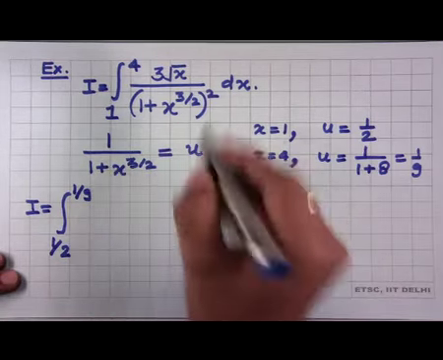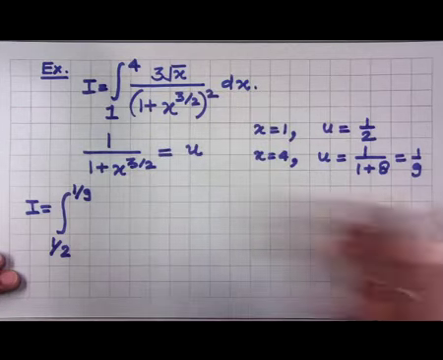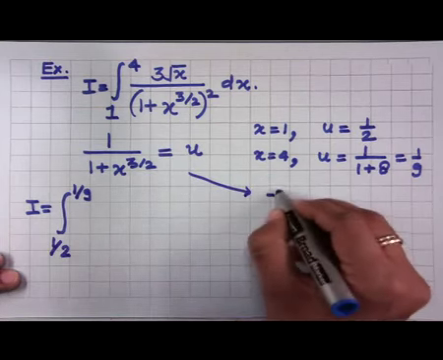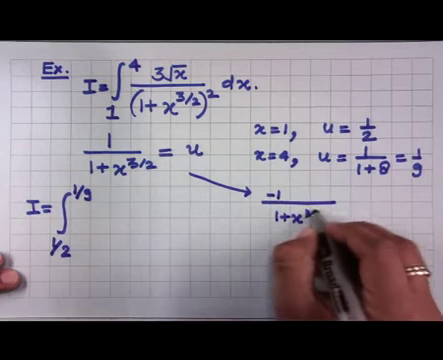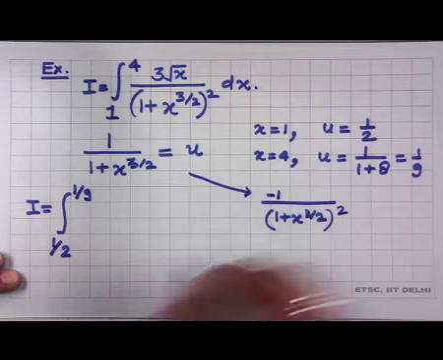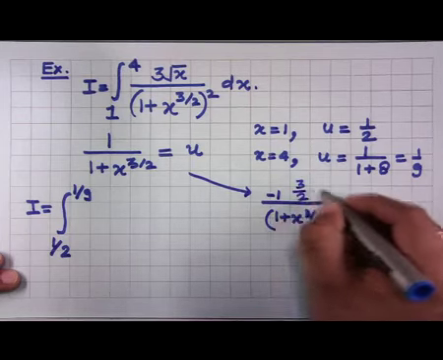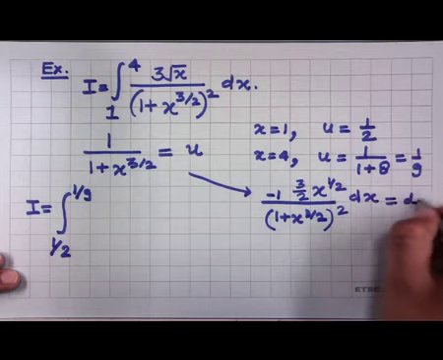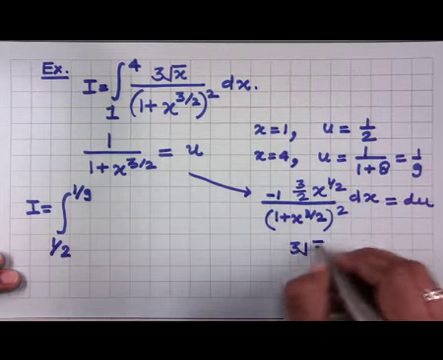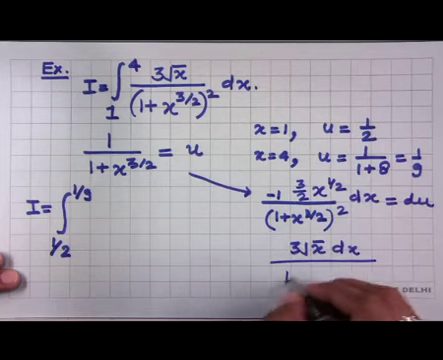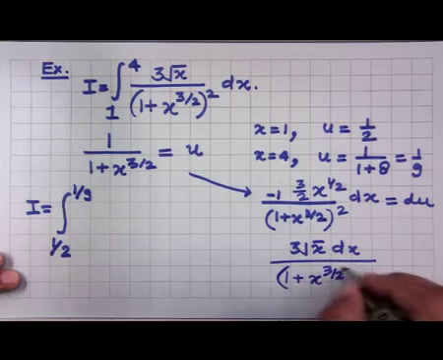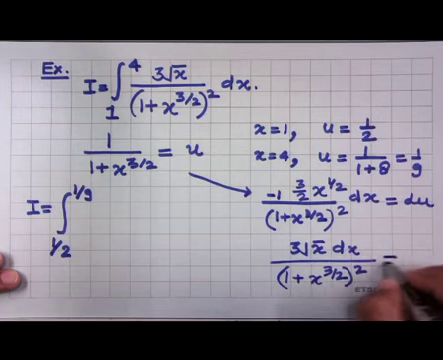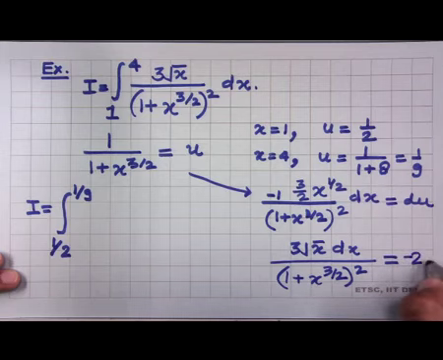Now, differentiate this so that you find out the relationship between this integrand and du. So, for that let us differentiate this. So, you get minus 1 upon (1 plus x to the power 3 by 2) whole square, times 3 by 2 x to the power half dx, is equal to du. So, 3 root x dx by (1 plus x to the power 3 by 2) whole square is equal to minus 2 du.